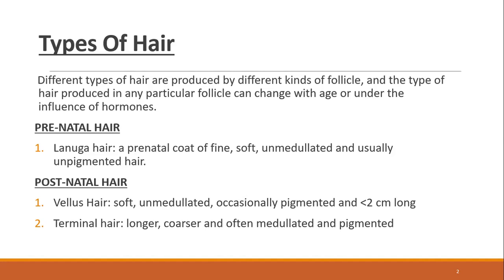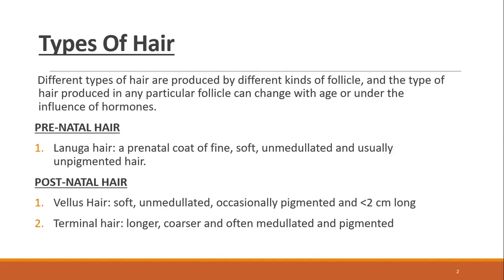What are the prenatal hairs? The prenatal hairs are called the lanugo hairs. There is a prenatal coat of fine, soft, unmedullated, and unpigmented hairs on the body of infants. Then postnatal hair. Postnatal hairs are of two types. The vellus hairs. Vellus hairs are soft, unmedullated, and occasionally pigmented hairs, which are always less than 2 centimeters long. These are usually the hairs seen on the bodies of females.